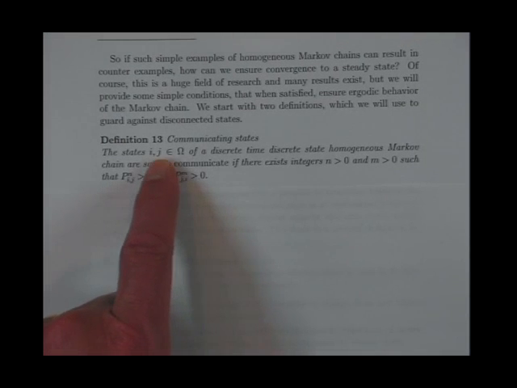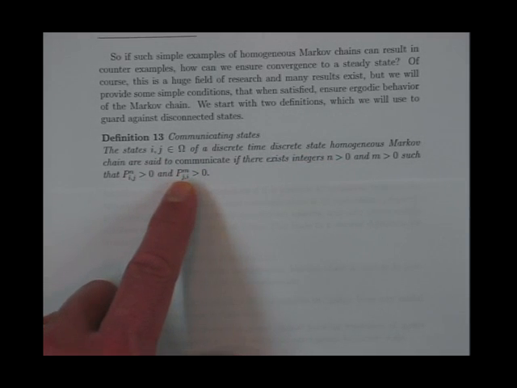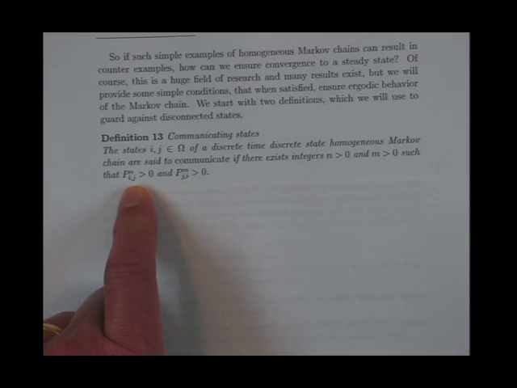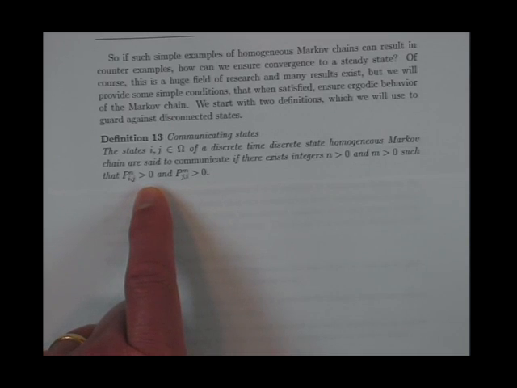So we're going to have a concept of communicating states. Two states i and j of a discrete-time, discrete-state homogeneous Markov chain are said to communicate if there exist integers n and m such that you can get from state i to j in n steps. When I say you can, I mean the probability is greater than 0. It's possible; it doesn't mean it's likely. And that you can get from state j to i in m steps. So if it's possible to get from one state to the other in a finite number of steps, then you say the two states communicate.